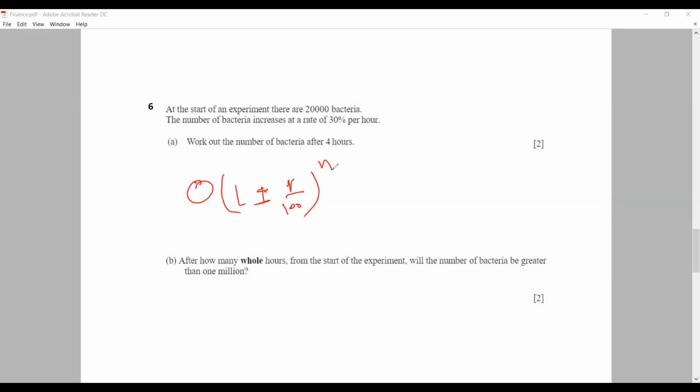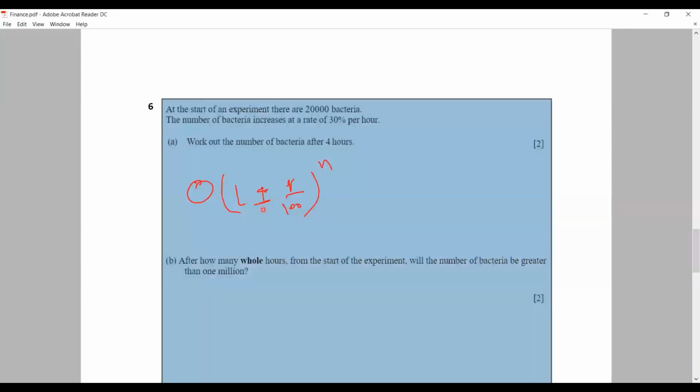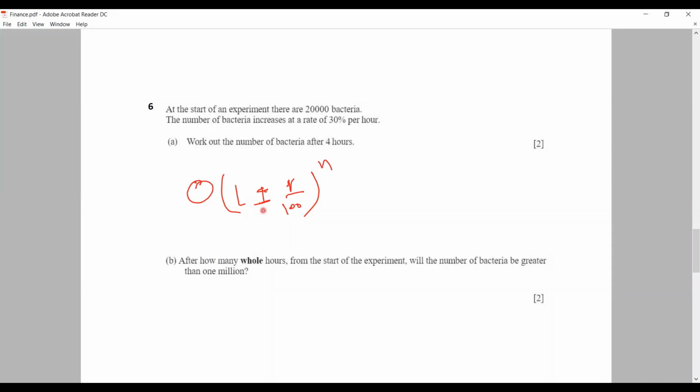So basically, we're going to use the compound formula, but this time we might get a minus here as well. That's the case of depreciation or loss, because it's not always growth. It could be decaying as well. So in this case, we have 20,000 bacteria, right, in an experiment. The number of them will be increased. The rate is 30% per hour. So the time is per hour.